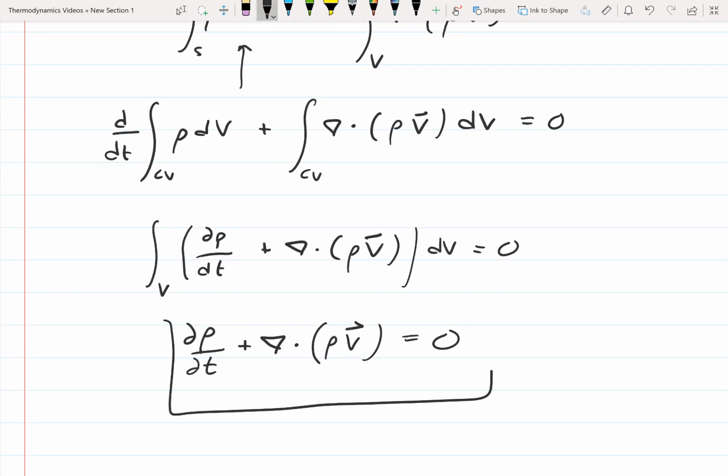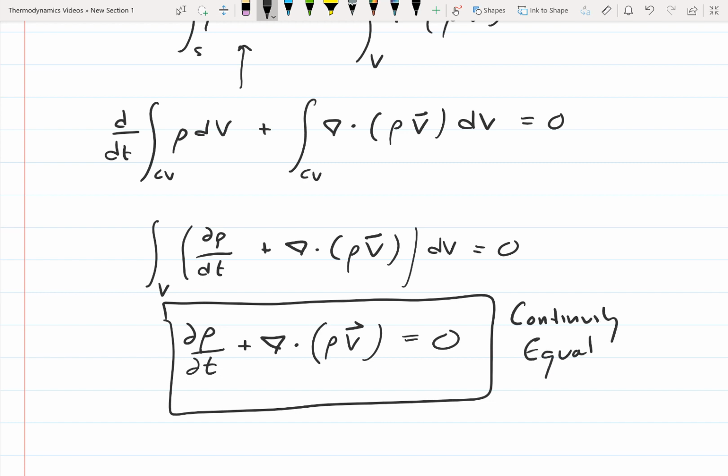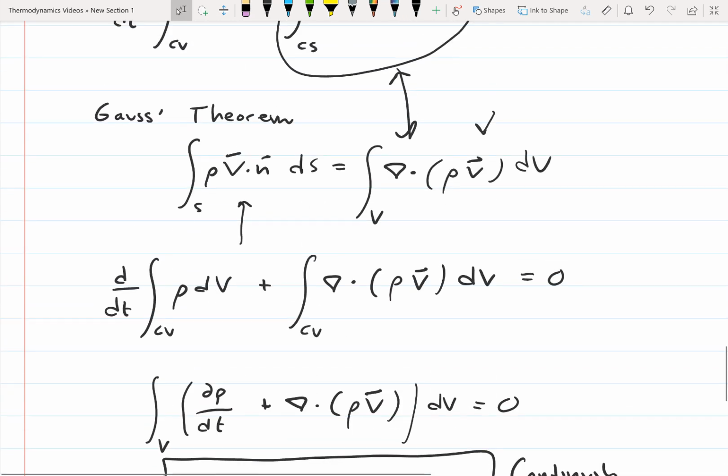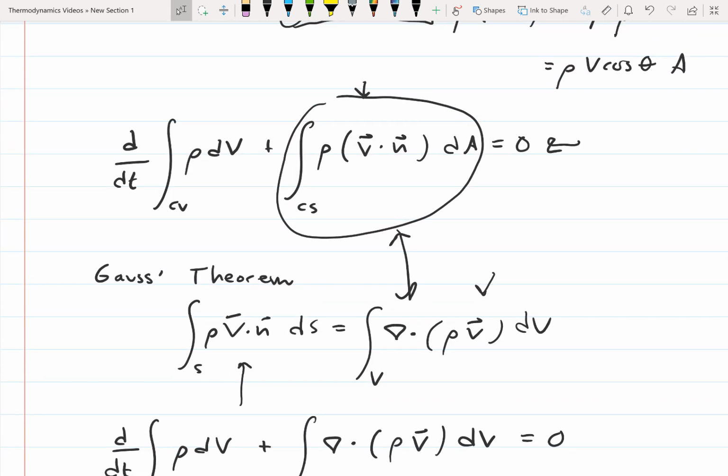So this is the familiar form of the continuity equation. This is what you'll often see for the continuity equation. Basically what this represents is what we already had. This was the equation that we originally derived.